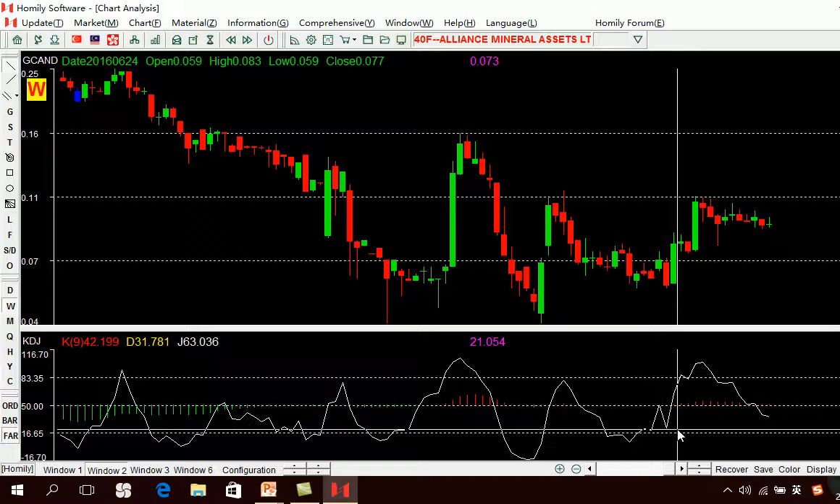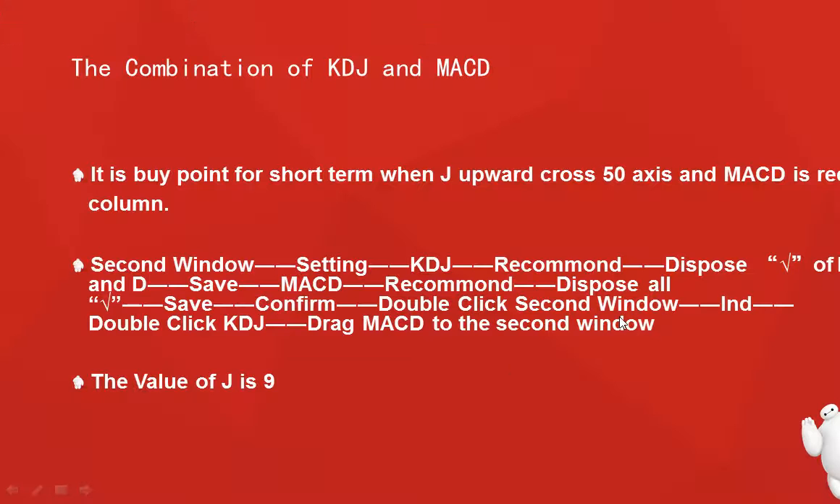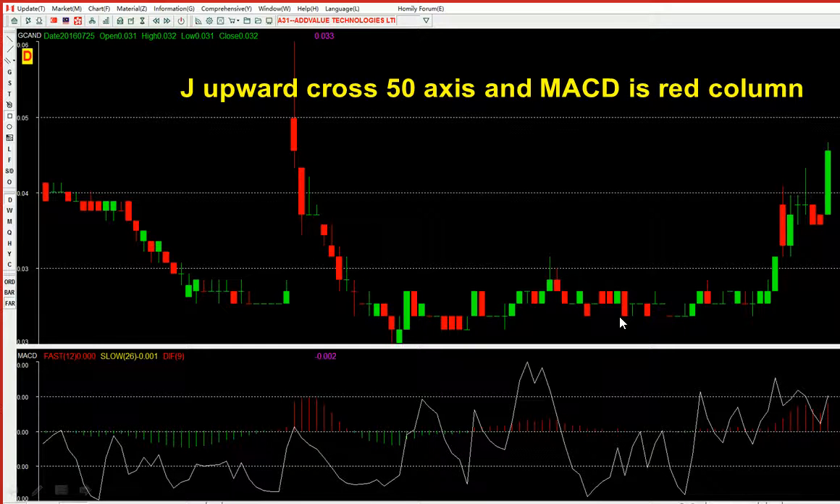But how to judge the buy point and sell point? Okay, so firstly, you should know how to set these two indicators. After you finish the indicators, you can see that this is the chart. Okay, so you know how to do that. Then we can see the next one. If you see the J upward cross the 50 axis and MACD is a red column, this is the buy point.